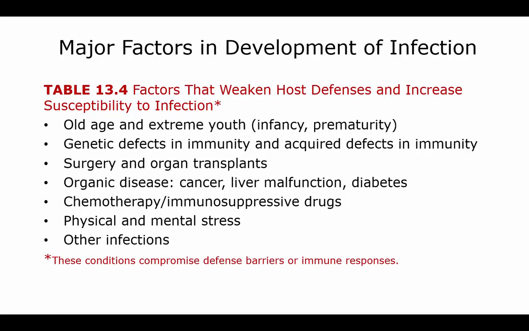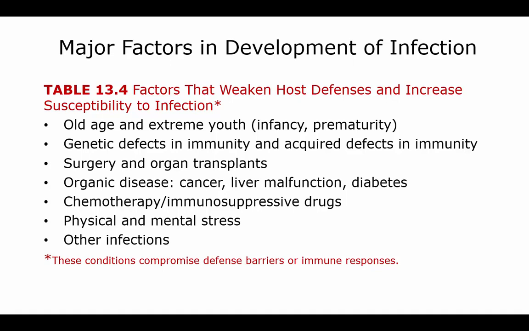They mention here on the screen just something to be aware of, that there are certain factors, and this is a table that you can find in your book. It's table 13.4. So if you flip over a couple of pages, you'll see this on page 409. Factors that will weaken your defense mechanisms: obviously, the older that you get, things just don't work like they used to, so we see an increase in infection as you become older. Genetic defects can increase chances, as can surgery and organ transplants. Anytime you open up your body, you're opening it up to potential infection. Immunosuppressive drugs and chemotherapy can do that.